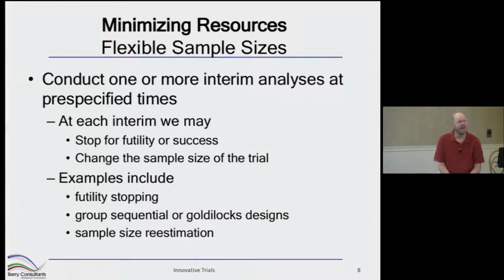And so these are conducted with one or more interim analyses. I'll give an example in a moment. At each of these interims, we can stop, make a decision, or we might continue, look at the data again, continue, and so on. As I said, these have several titles: futility stopping, group sequential, sample size re-estimation. A Goldilocks design is an alternative here, which is intended to account for incomplete information at each of the interims.